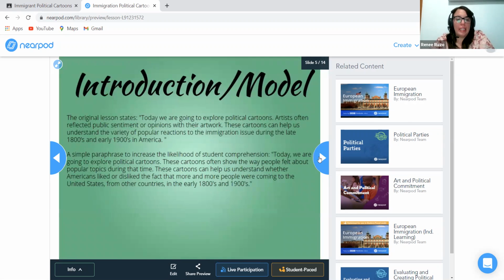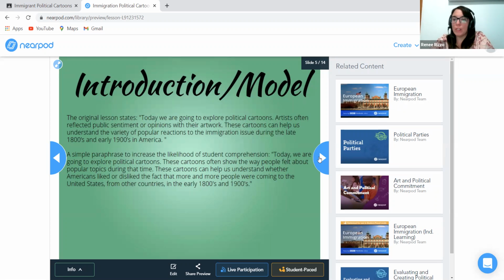The original lesson states, today we are going to explore political cartoons. Artists often reflected public sentiment or opinions with their artwork. These cartoons can help us understand the variety of popular reactions to the immigration issue during the late 1800s and early 1900s in America. A simple paraphrase to increase the likelihood of student comprehension.